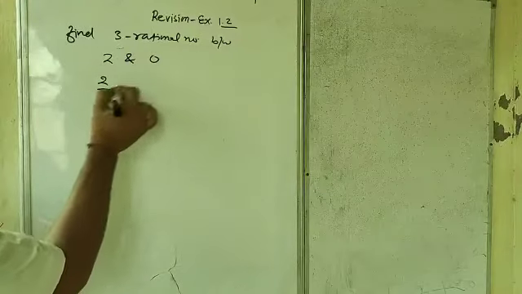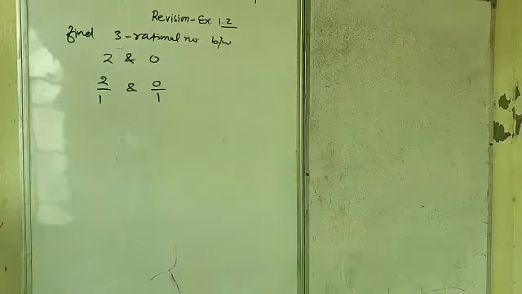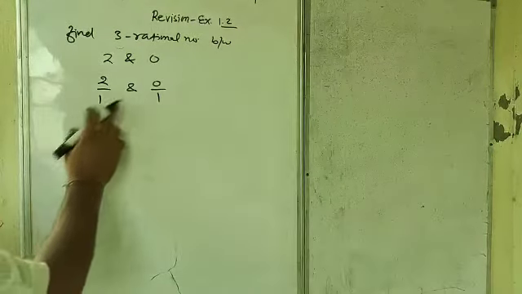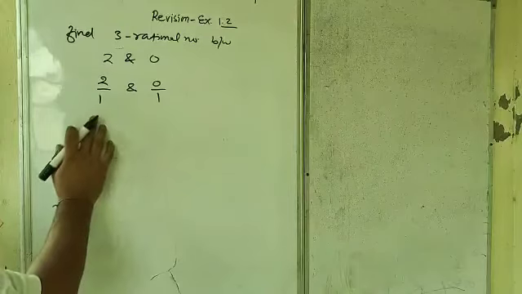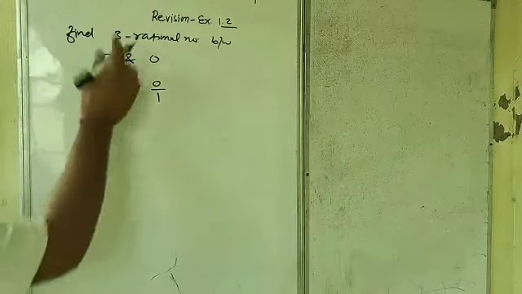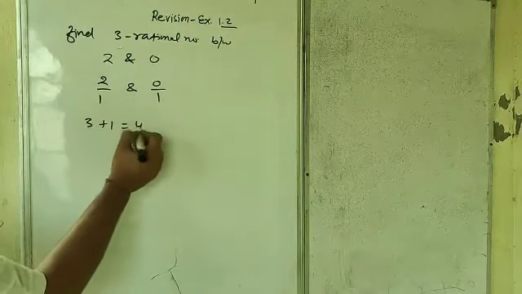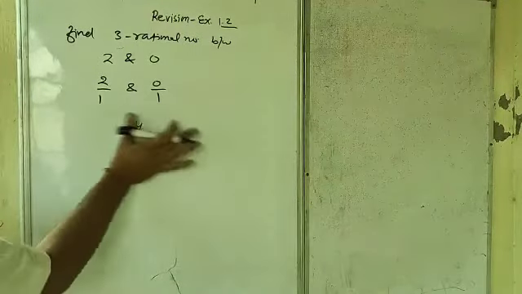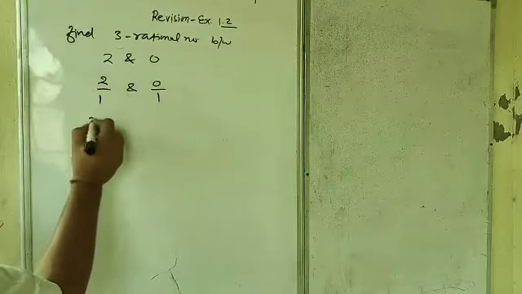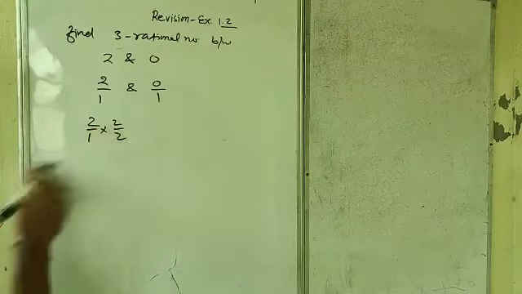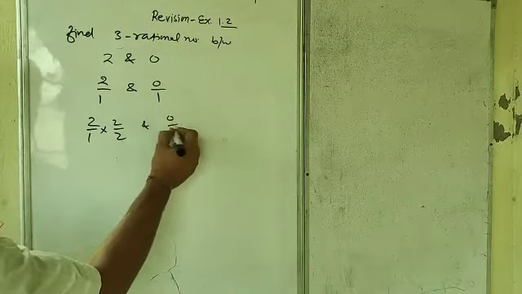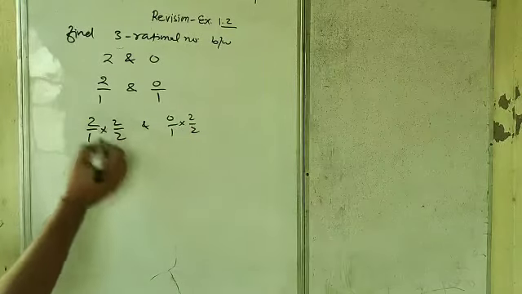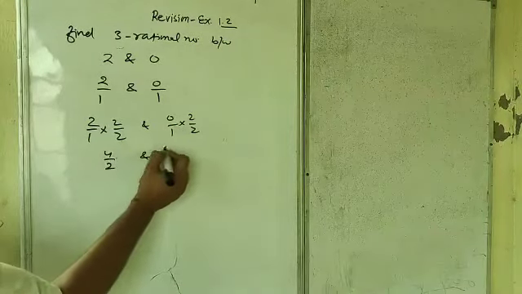So 2 by 1 and 0 by 1, because 1 is the denominator in both cases. Now the number between them is only 1. So we multiply the minimum number by 3 plus 1, which is equal to 4. Suppose we double it initially. We multiplied by 2 divided by 2. Similarly here we multiplied by 2 and divided by 2. The numbers become 4 by 2 and 0 by 2.